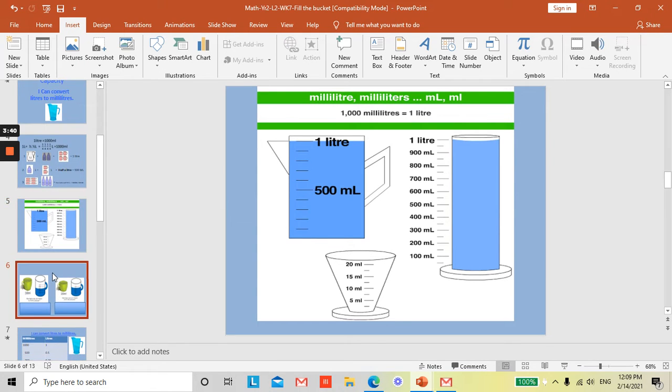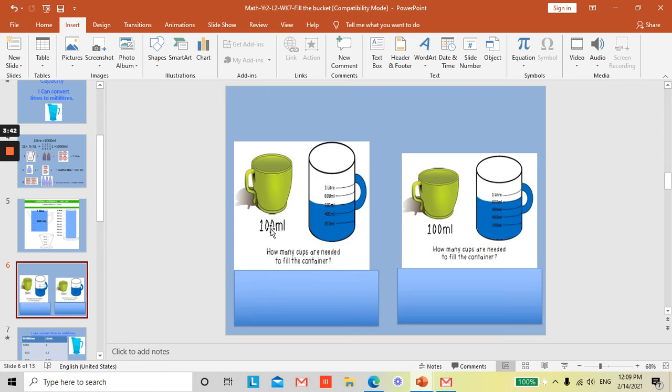Let's see here, we have an activity. 100 milliliters. How many cups are needed to fill the container? As you can see, we have 600 milliliters, and we have a cup of 100 milliliters.